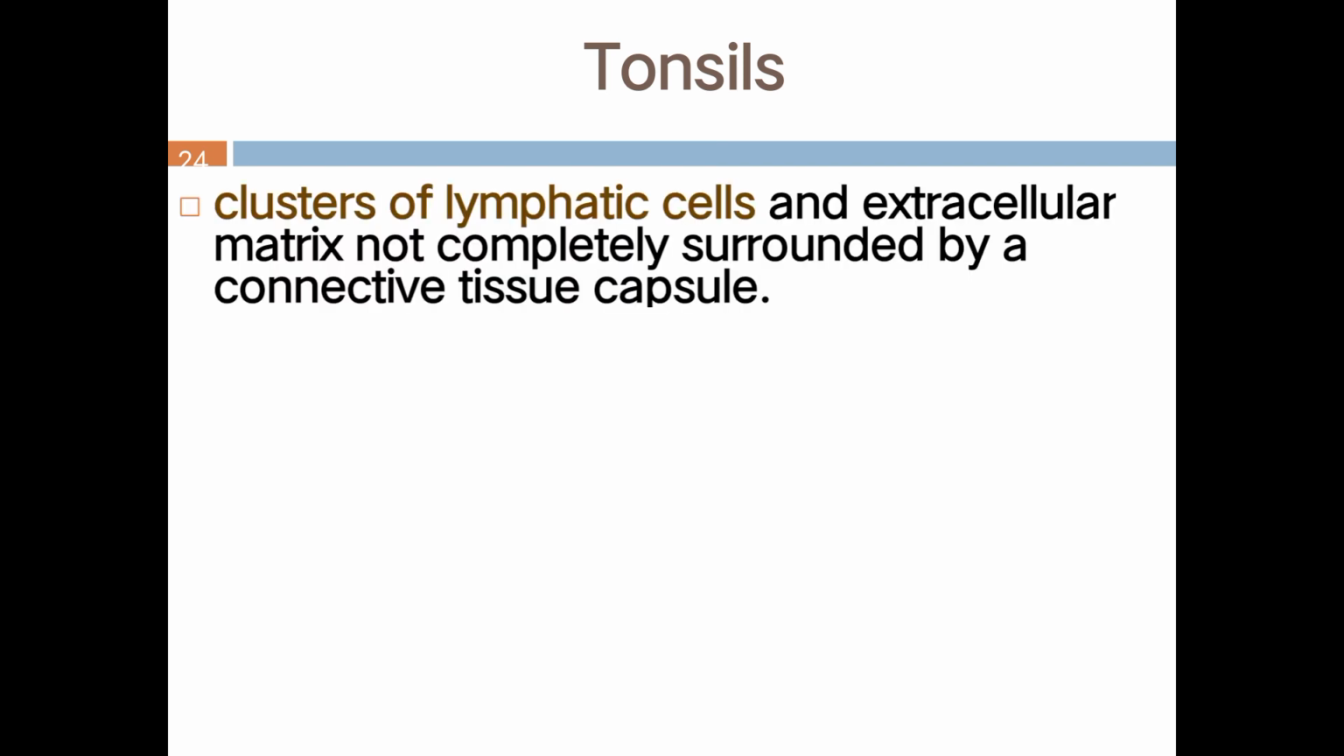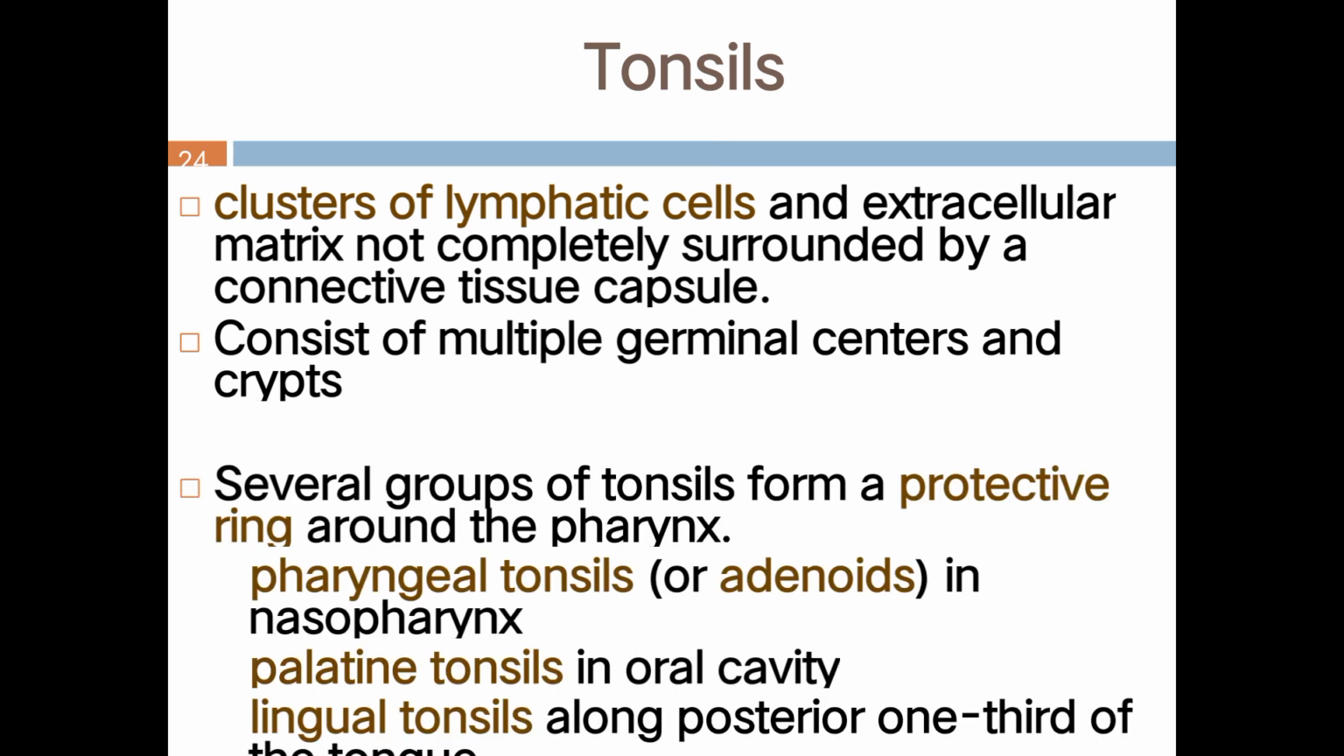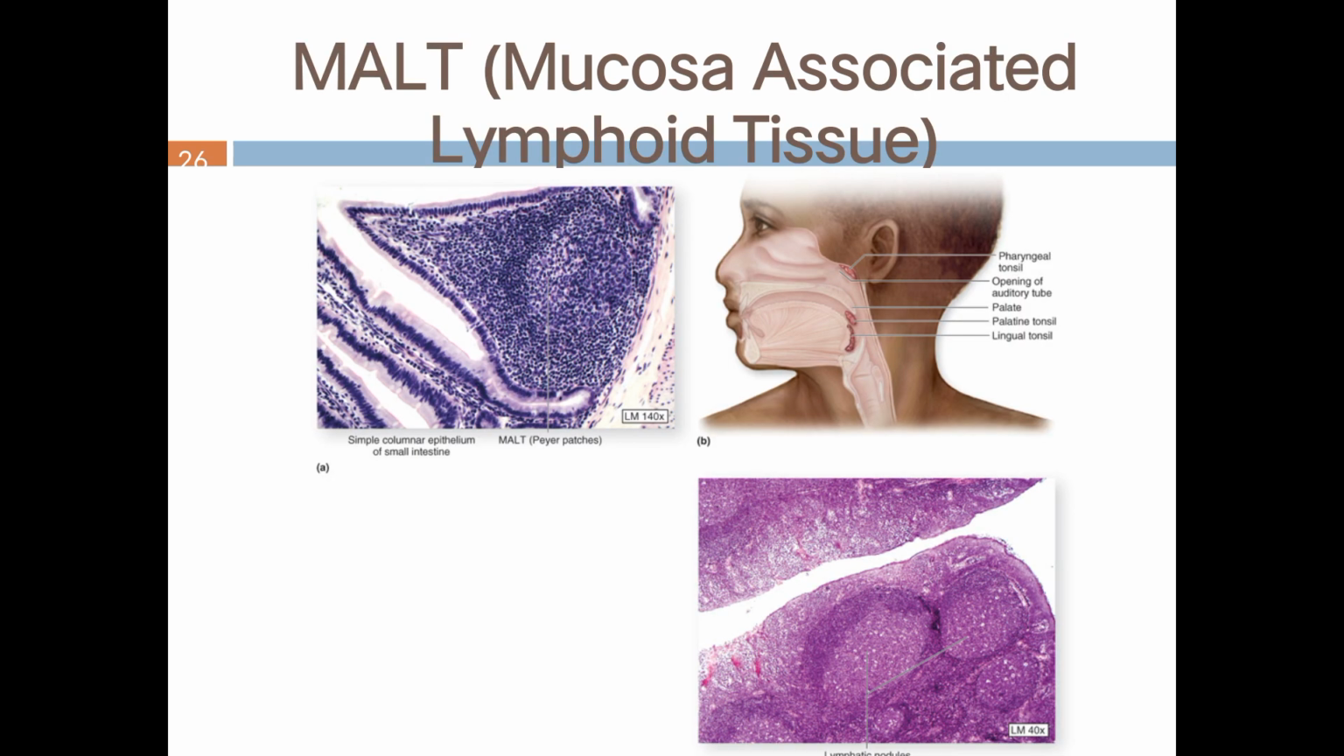Clusters of lymphatic cells and extracellular matrix not completely surrounded by a connective tissue capsule. They consist of multiple germinal centers and crypts. Several groups of tonsils form a protective ring around the pharynx: pharyngeal tonsils or adenoids in the nasopharynx, palatine tonsils in the oral cavity, and lingual tonsils along the posterior one-third of the tongue. Mucosa-associated lymphoid tissue.